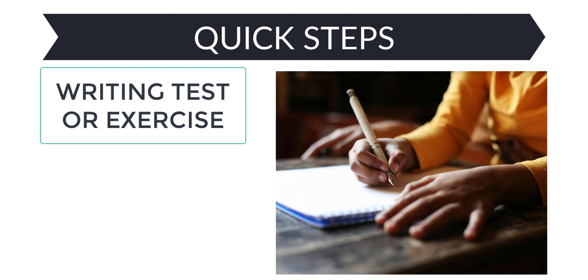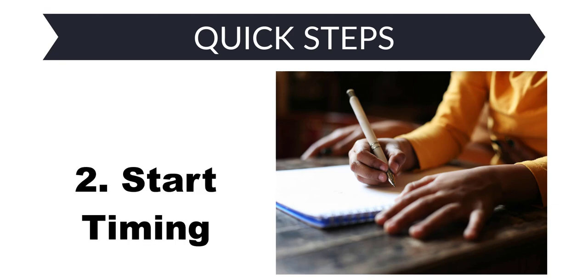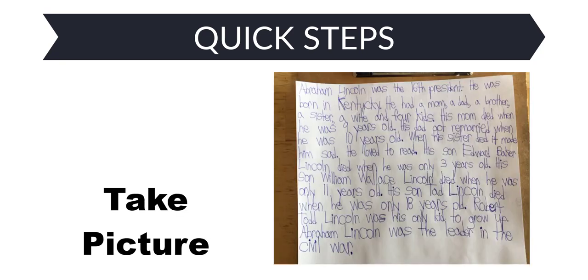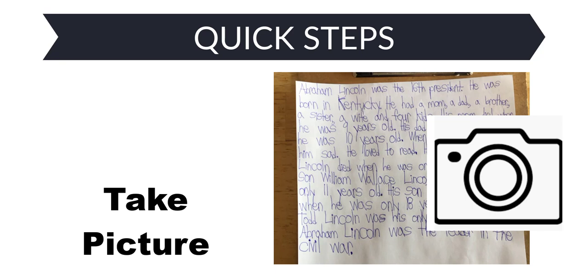So the second step is the student clicks Start Timing. They do their handwriting exercise, and for the most part your student will be writing on paper with a pen or a pencil or some kind of writing tool. And then once they're done, they click on I'm done and they take a picture of the image. That's how simple it is.